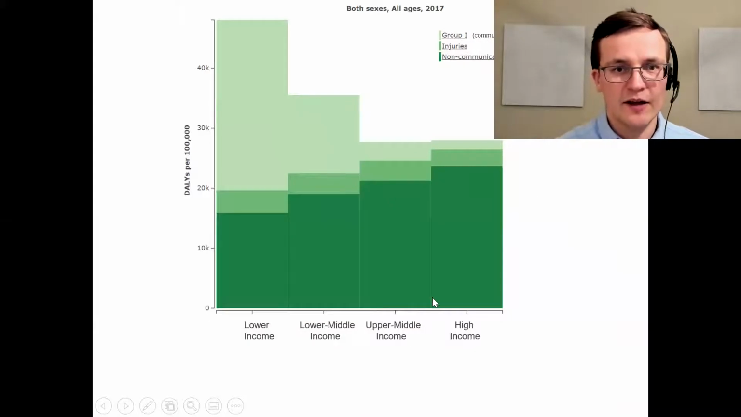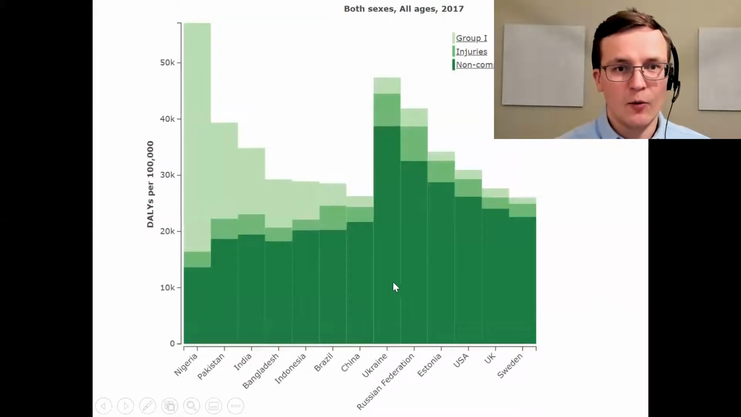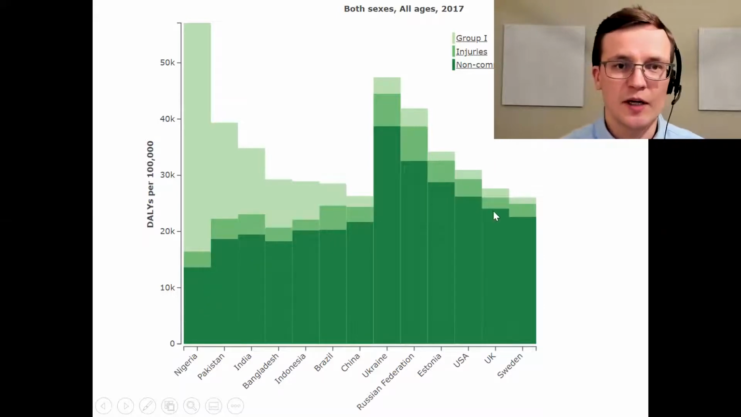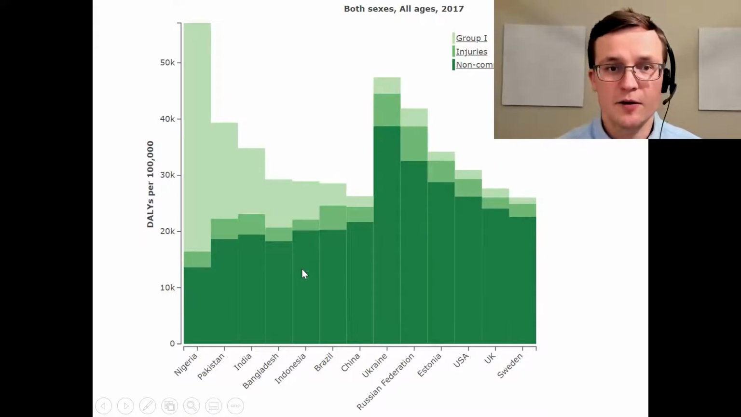upper middle income and high income country, and right between that border where the burden is greatest, such as Ukraine and Russian Federation, I've done a little bit of research on looking at why that is so, which we'll talk about later. But that tends to be the typical kind of epidemiological transition as countries move from low income to high income that you need to be aware of.